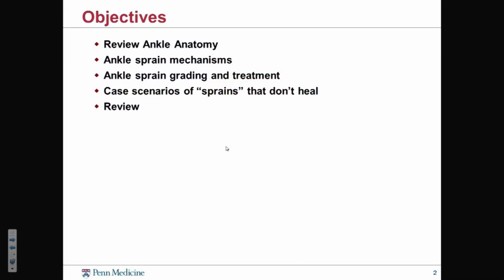Today, however, we'll be talking about a more clinical topic: the ankle sprain that doesn't heal. First of all, we're going to review some of the ankle anatomy. We're going to talk about ankle sprain mechanisms and grading and treatment of ankle sprains. And finally, we're going to really focus on going through some case scenarios of ankle sprains that don't heal and what the pathology behind that is. And then we'll briefly review what we've gone over.